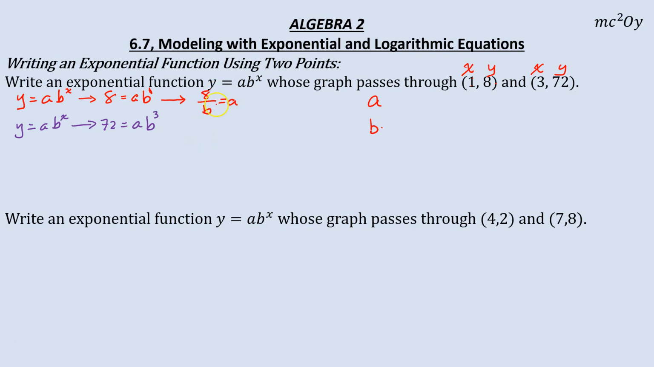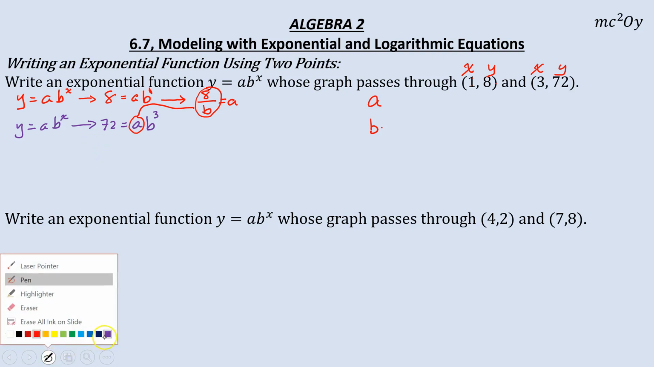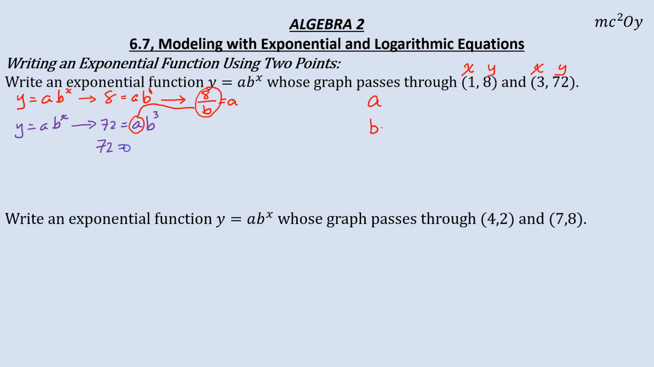All right? And I know that this equation, or this line, passes through these 2 points, so these 2 points are tied together. They're connected by a line or a curve. So that means if a equals this here, a is also going to equal that right there. So I can substitute that in. So really what I have now is 72 is equal to, and let's go ahead and stay with our color here, 8 over b, that's a now, times b to the third.